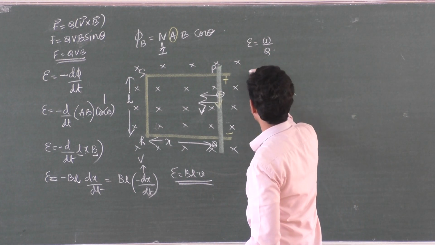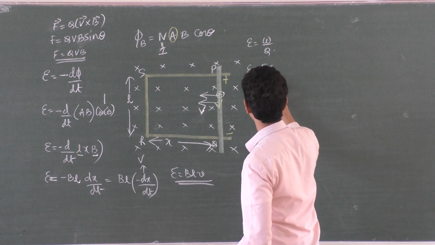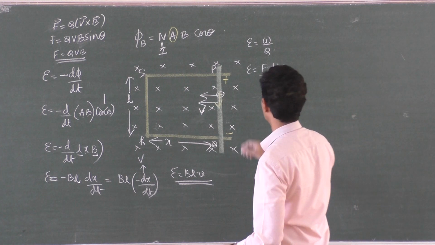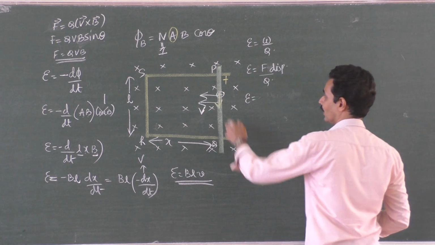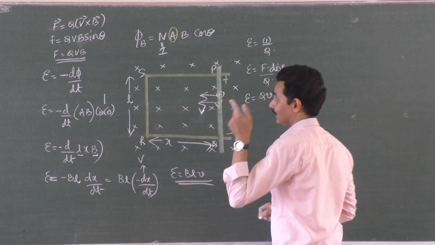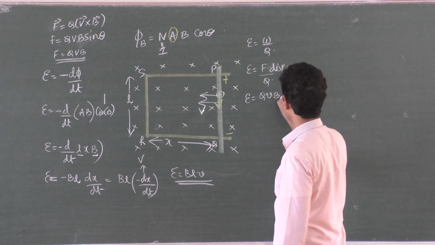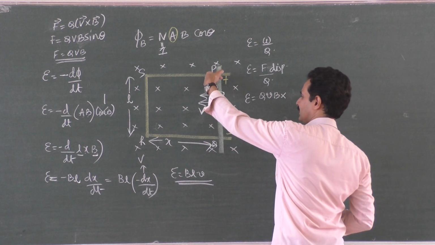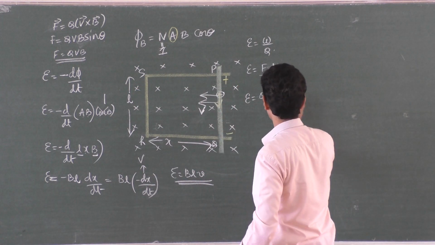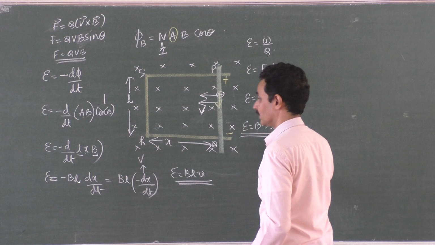So W by Q. Now shall I expand W as force into displacement divided by Q? I'll write this as displacement, otherwise I'll confuse it with another X. Force into displacement by Q. Induced EMF is equal to force acting on the charged particle, which is QVB, right? Because sin theta is sin 90, between charged particle motion and magnetic field. And how much displacement will be experienced by these charged particles? It is L, right? From here to here, P to Q, it is L. Divided by Q, Q gets cancelled. Induced EMF is BVL. Finish.